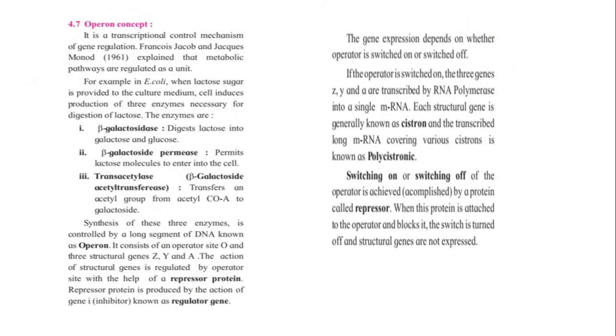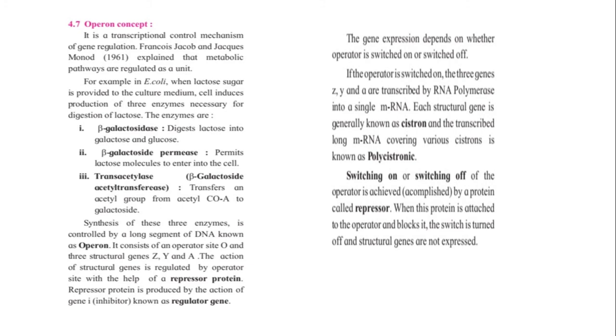Next topic, that is operon concept. Operon concept is a transcriptional control mechanism of genetic regulation. Francois Jacob and Jacques Monod in 1961 explained that metabolic pathways are regulated as a unit. For example, in E. coli, when lactose sugar is provided to the culture medium, it induces production of three enzymes necessary for digestion of lactose.